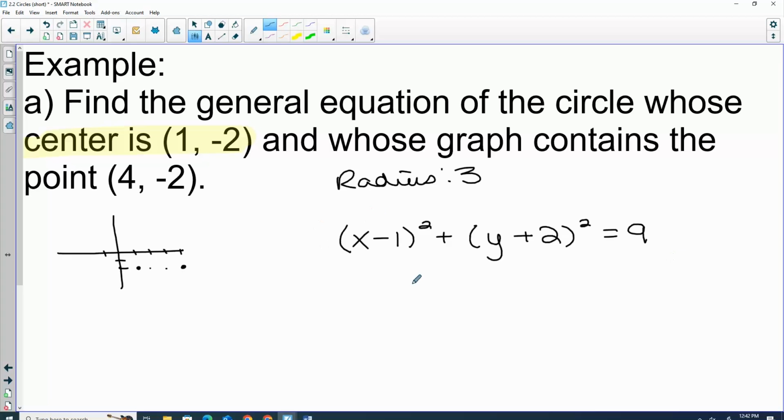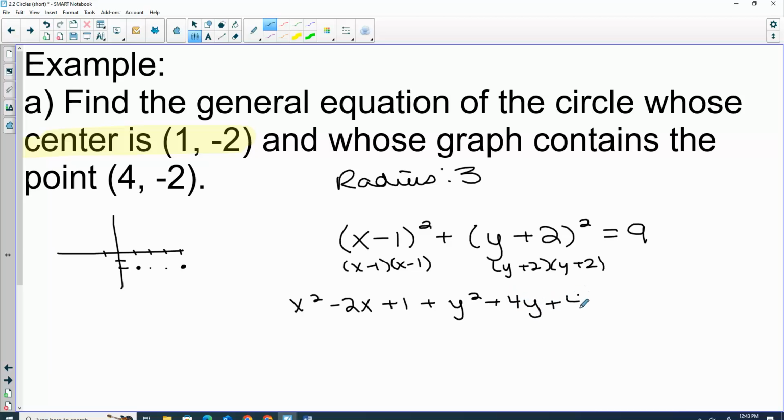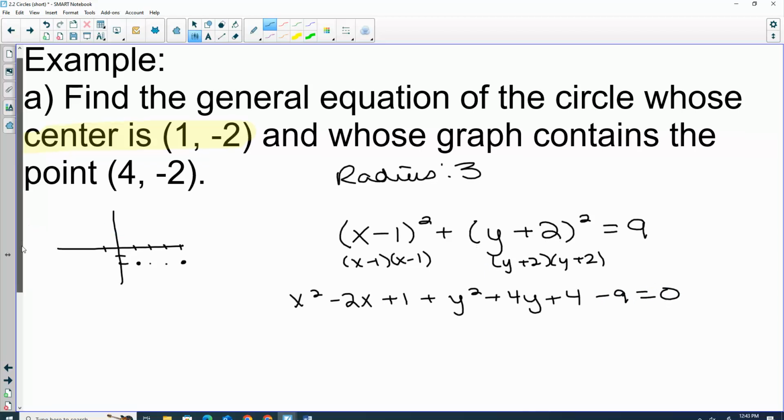General form says multiply this all out. So when you have x minus 1 squared, that means we have 2 of them. So if we FOIL, we get x squared minus 2x plus 1. Y plus 2 squared, because we have 2 of them, so FOIL that out. So we get y squared plus 2y, and plus 2y would be a 4y, plus 4. And we could subtract over our 9 if we wanted.